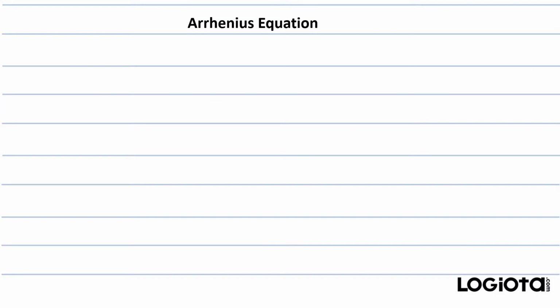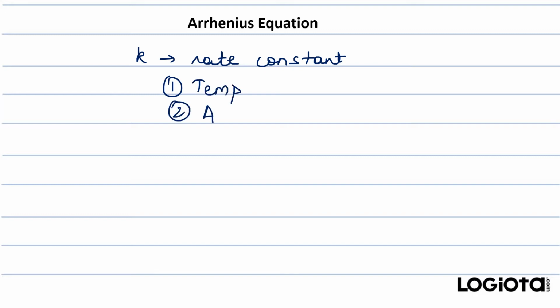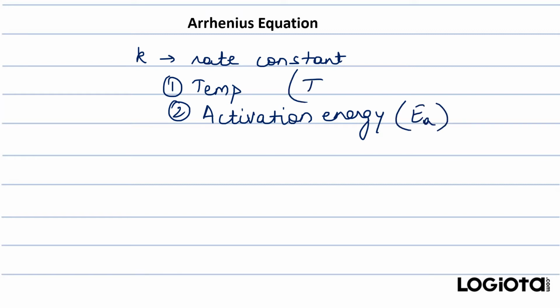Whenever we study chemical kinetics, we come across a term which is the rate constant. It is denoted as small k, right? Although it's a constant, it depends upon two factors: one is the temperature and the other is activation energy. The denotation for activation energy is EA and for temperature it is capital T.